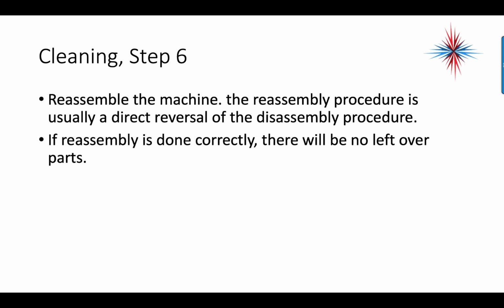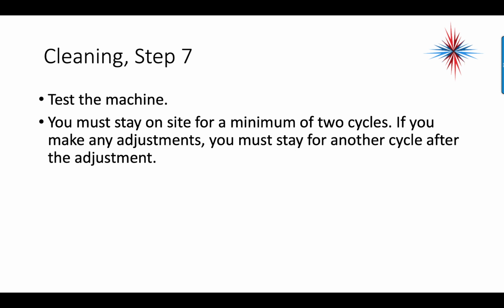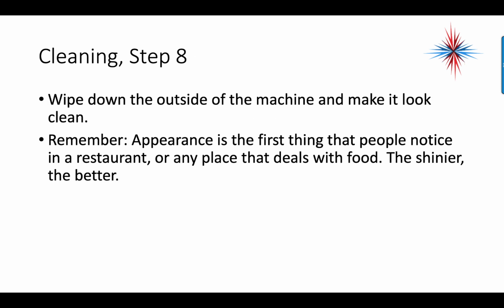Step 6, reassemble the machine. The reassembly procedure is usually a direct reversal of how you took it apart. If reassembly is done correctly, you will not have any leftover parts. Test the machine. Okay, you must stay on site for a minimum of 2 cycles. If you make any adjustments, you must stay for another cycle after the adjustment. Okay, 2 cycles can sometimes take up to 20-30 minutes per cycle. Take the time and stay and watch it.